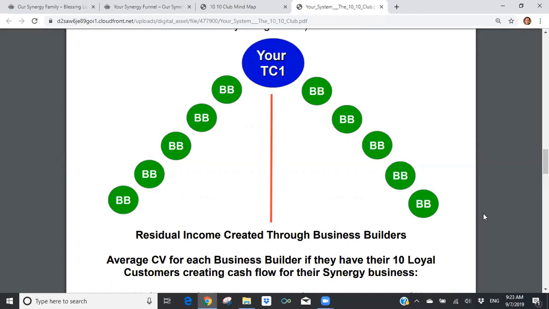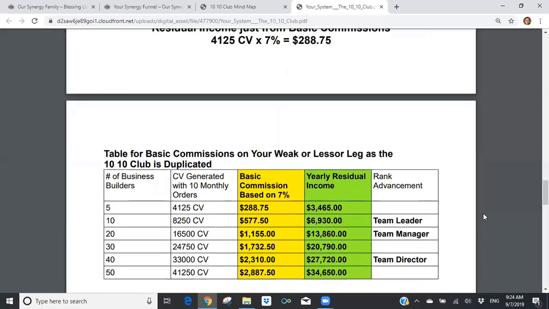And then if you help them understand the concept of mega matches, it helps them understand the power of teaching that to other people who then replicate the 10-10 Club down through their organization. This is all about a system that, one, helps you systematically build your Synergy business, but also helps you to replicate your Synergy business. So what does this basic commission look like?